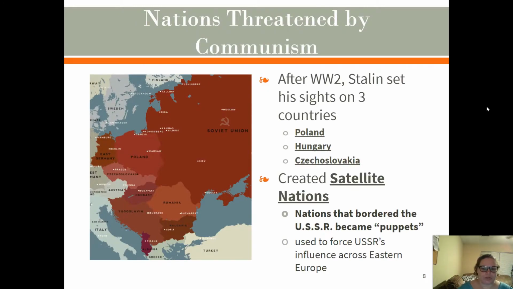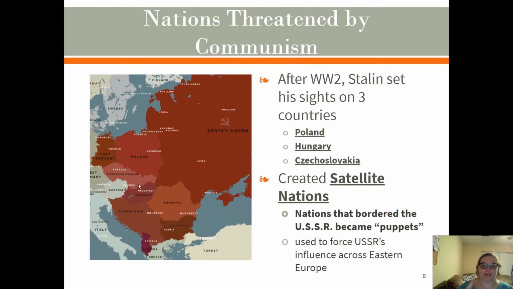After World War II, Stalin is going to set his sights on 3 countries he was occupying. Now, these are countries he had got control over during World War II by fighting the Germans off. So he gets Poland, Hungary, and Czechoslovakia. These 3 right here. Okay. He sets his sights on those 3 countries. He gets a lot more, but those are the 3 he wants right after World War II. And he's going to make all 3 of those satellite nations.